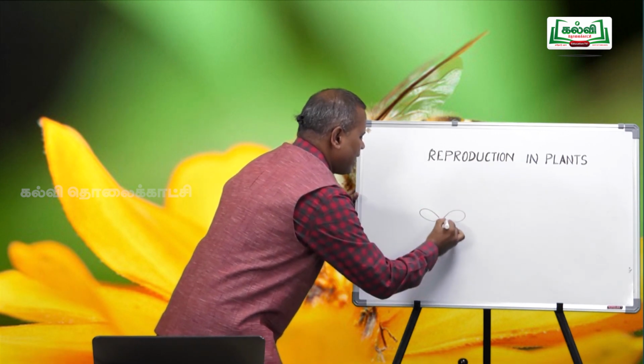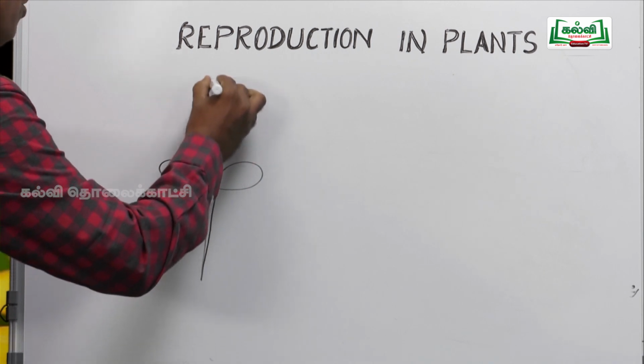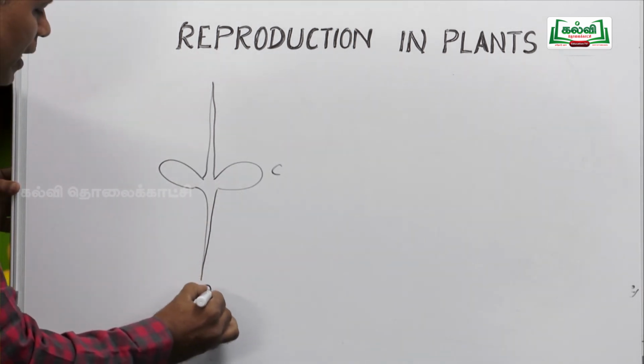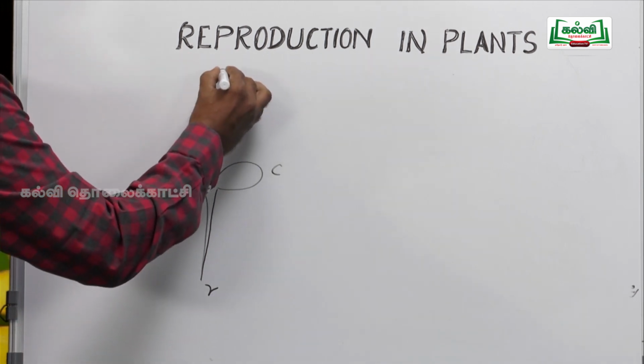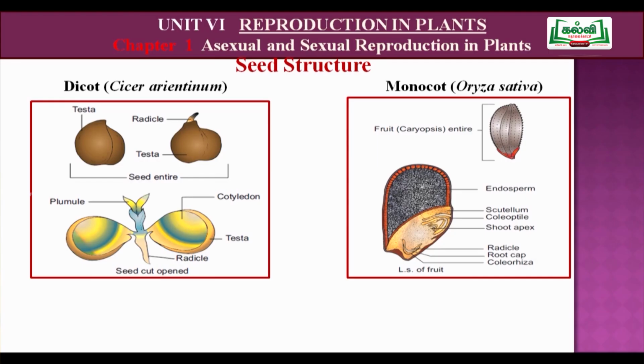number 1, the radicle, embryonic root. Number 2, the plumule, embryonic shoot. In between the radicle and plumule, the cotyledon is present. The region between radicle and cotyledon is known as hypocotyl, and the region between cotyledon and the plumule is known as the epicotyl. This is the structure of dicot embryo.